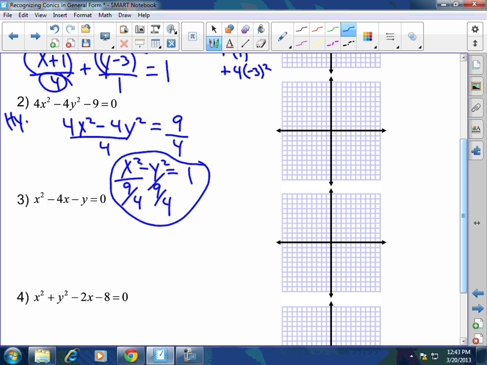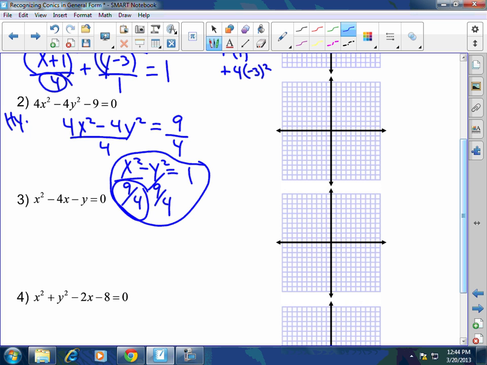Now I want to graph this, okay? First of all, is this a horizontal or a vertical hyperbola? Horizontal, because the x is positive. Notice that the denominators are the same, so it's not like in the ellipse where a is greater than b or b is greater than a. No, it's whoever's first, whoever's positive. So this is a horizontal hyperbola.